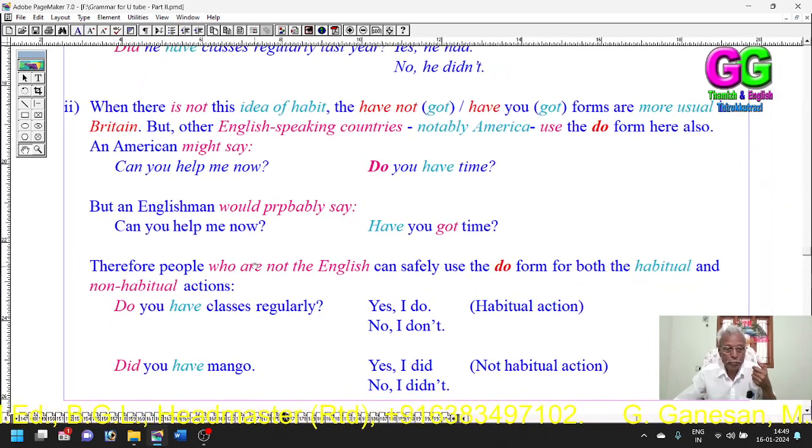Therefore, people who are not English can safely use the do form for both habitual and non-habitual actions. This is the main factor that we ought to register in our memory. For both habitual and non-habitual actions, we can conjugate have with do.